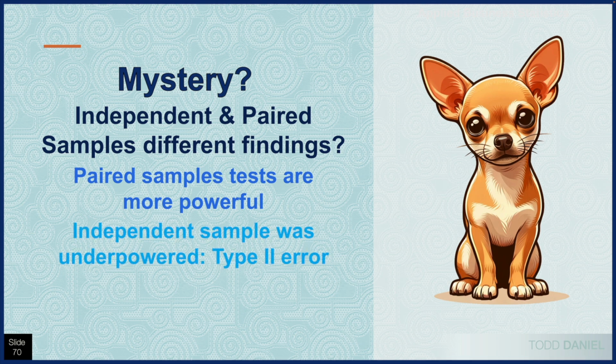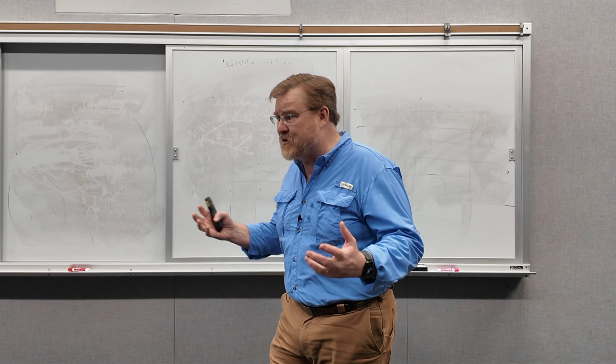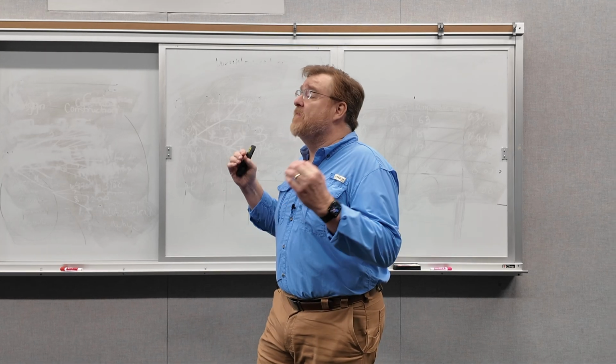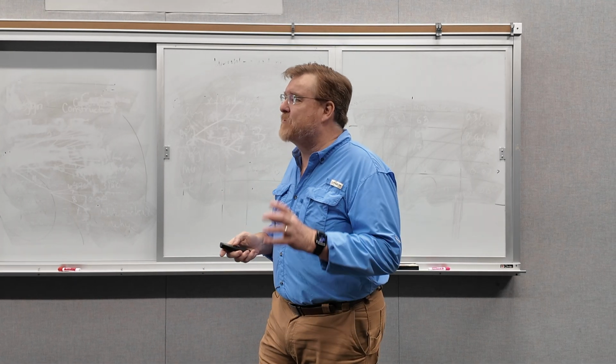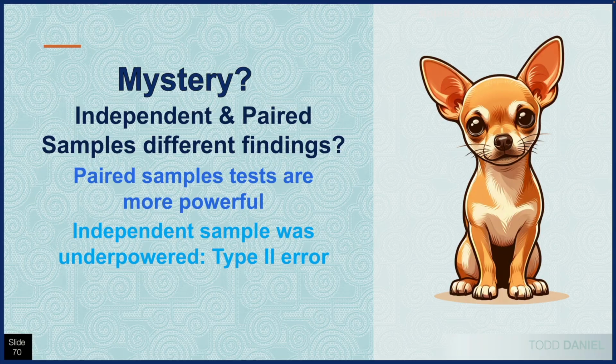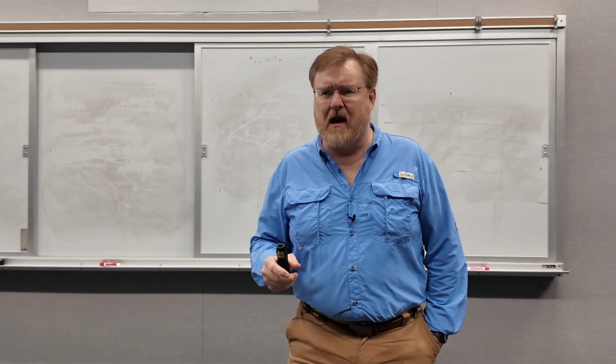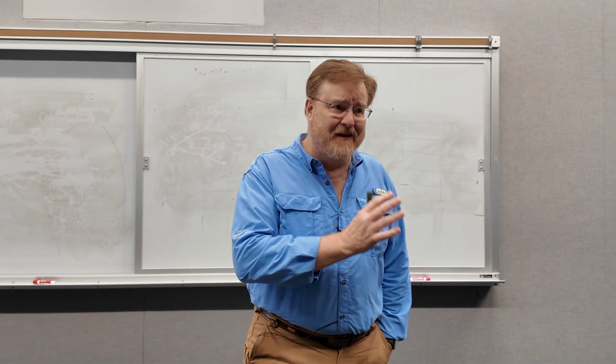Second problem was that the independent sample test was underpowered. The sample size was just too small. 8, or 2 groups with a total of 16, is just not enough. This is probably what led to a type 2 error. And the third is that our paired sample t-test had an outlier. And that outlier probably led to a type 1 error. So what we have is errors on both sides.